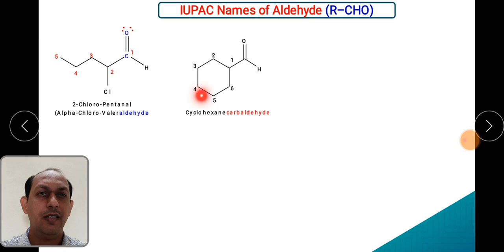Then cyclic aldehyde, so there is a cyclohexane ring and outside the cyclohexane ring there is a C double bond OH functionality. So this is a very unique and different nomenclature. Remember this particular structure, cyclohexane carbaldehyde. What is the name, cyclohexane carbaldehyde. Very exceptional nomenclature. Just remember cyclohexane carbaldehyde. Many times it is asked in the examination, and many times students write it very wrongly. So remember, cyclohexane ring and outside the ring there is a CHO group, cyclohexane carbaldehyde.